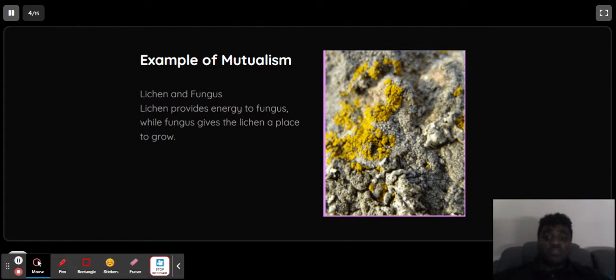An example of mutualism would be lichen and fungi. Lichen provide energy to the fungus, while the fungus gives the lichen a place to grow. So they're both getting some sort of benefit. The lichen giving energy, the fungus giving a home to the lichen. And you can see it in the image here. The lichen would be the kind of yellowish material. The fungus would be the mold that is growing on the tree.